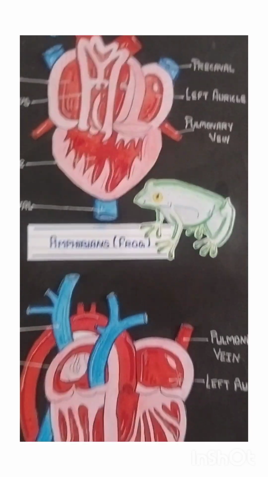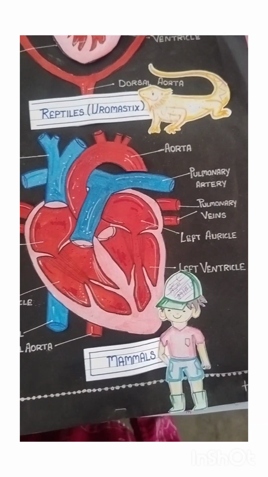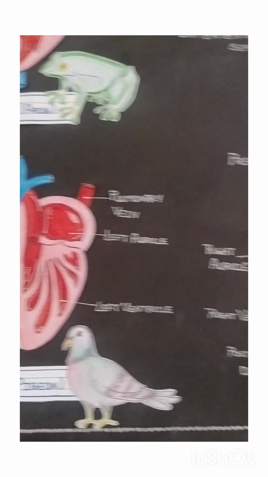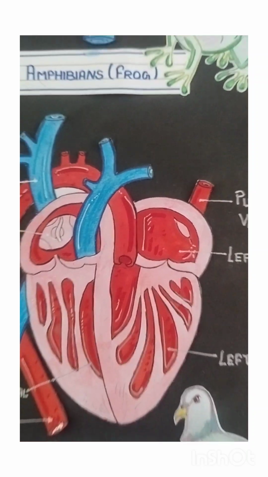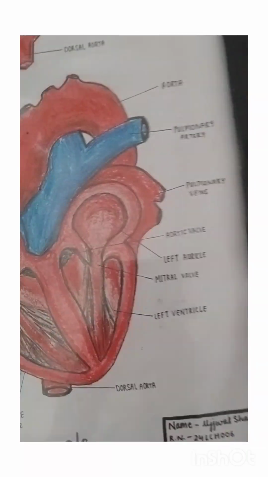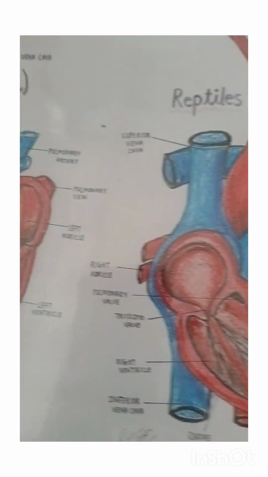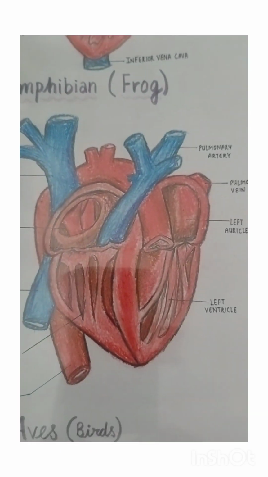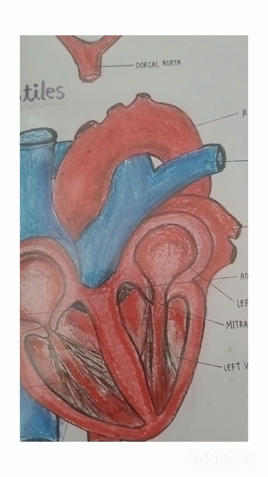Then come to the highly evolved animals, that are birds and mammals. Both of them have a four-chambered heart. Four-chambered heart means two auricles, two ventricles. Here you can also observe the two auricles, round one, and two ventricles. It means oxygenated blood is separated from the deoxygenated blood.